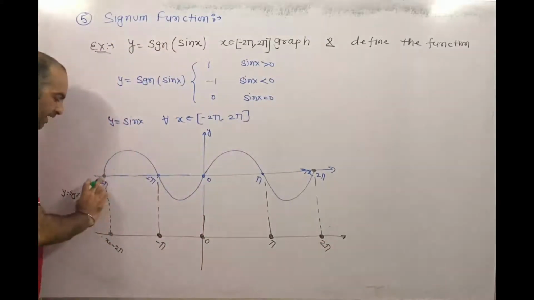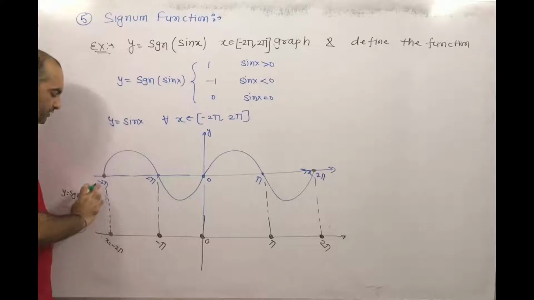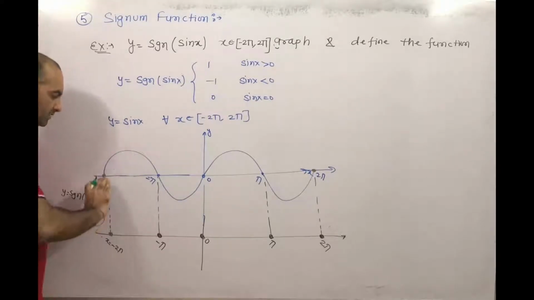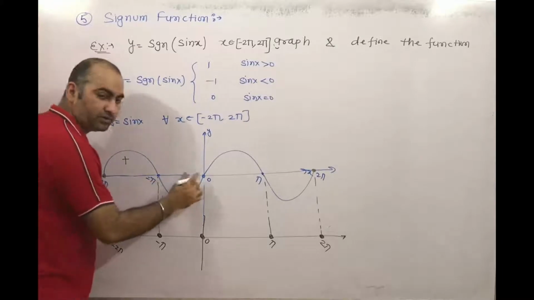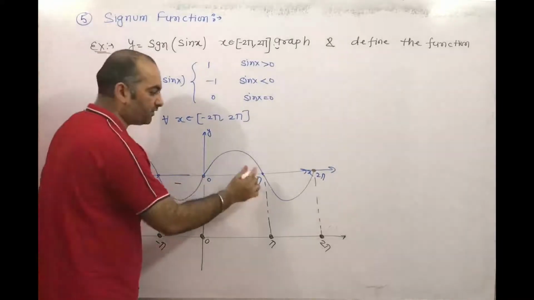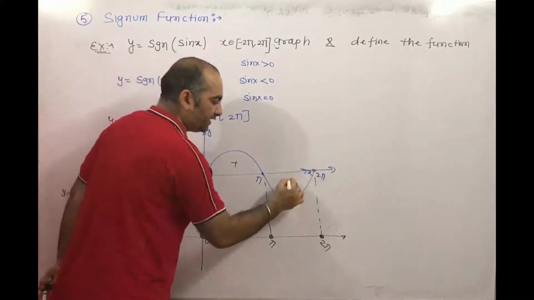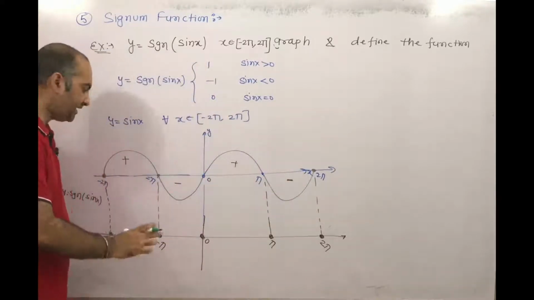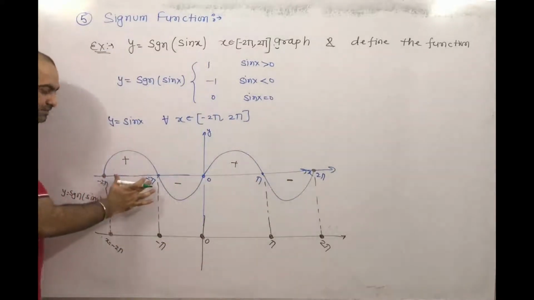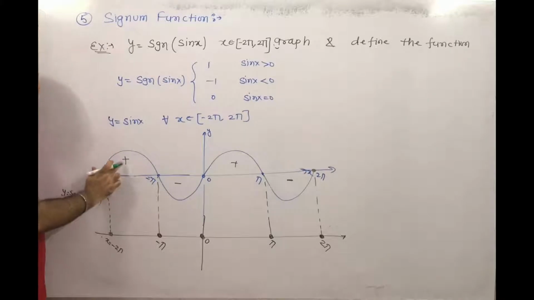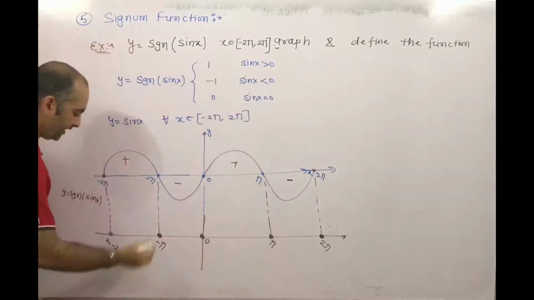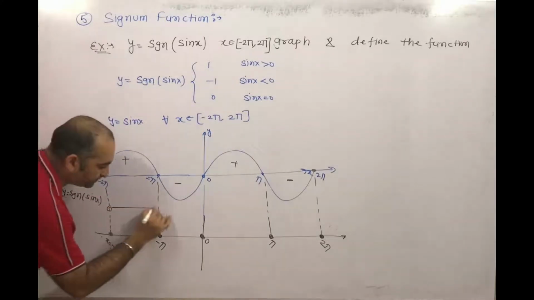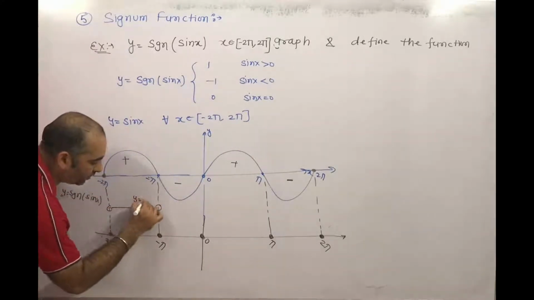Next, now minus 2 pi to minus pi. In this one, y equal to sin x is positive. Minus pi to 0, negative. 0 to pi is positive. And pi to 2 pi is negative. Okay. So in the interval minus 2 pi to minus pi, sin x is positive. When sin x is positive, that means greater than 0, what value is coming? 1. So here 1 will come. This is y equal to 1.